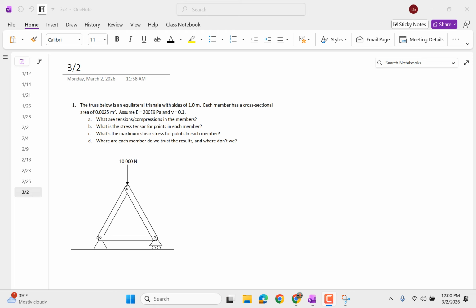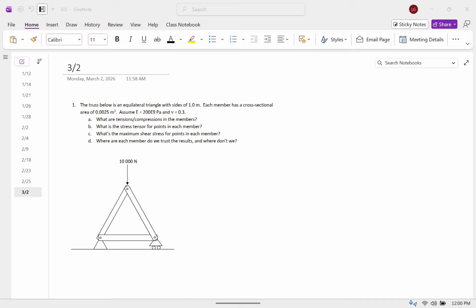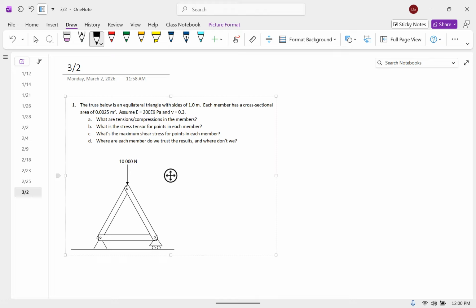Number one, you got to solve this truss. You're given cross-sectional areas for each one. You're given material properties. Calculate the stress tensor, maximum shear stress.